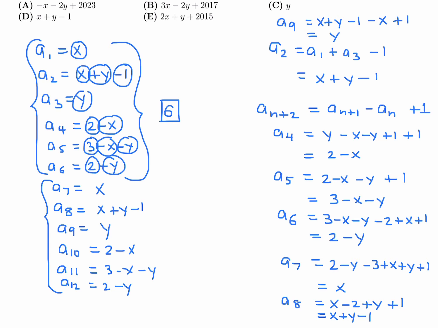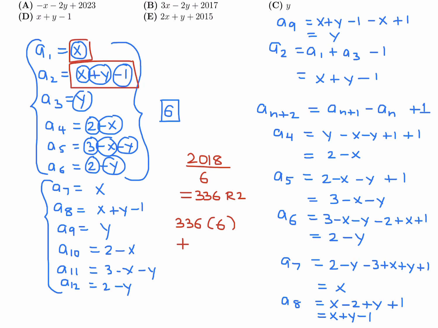And we have 2018. So let's see, does 2018 factor evenly, does it divide by 6? And the answer is no. It's 336, but it gives a remainder of 2. Okay, no problem. So that means we've got 336 of these sets of 6. And each set of 6 has a sum of 6. So multiply that by 6. And then we have to add 2 more. So we have to add this guy and this guy.